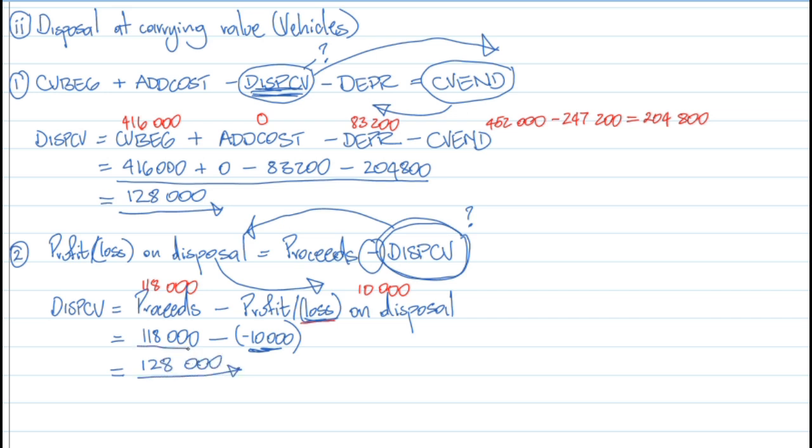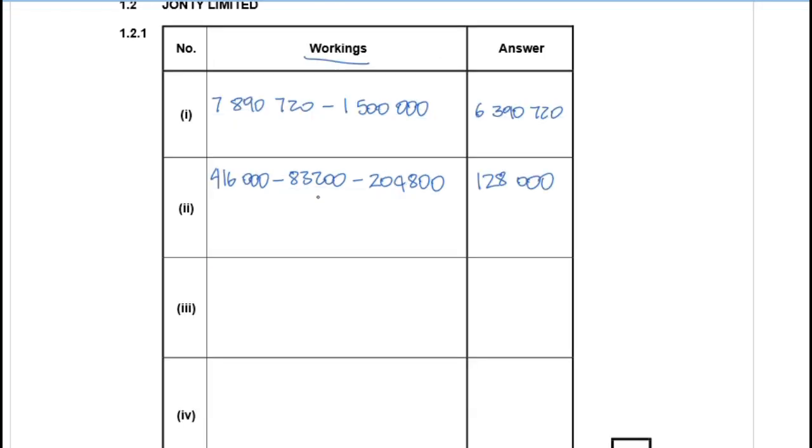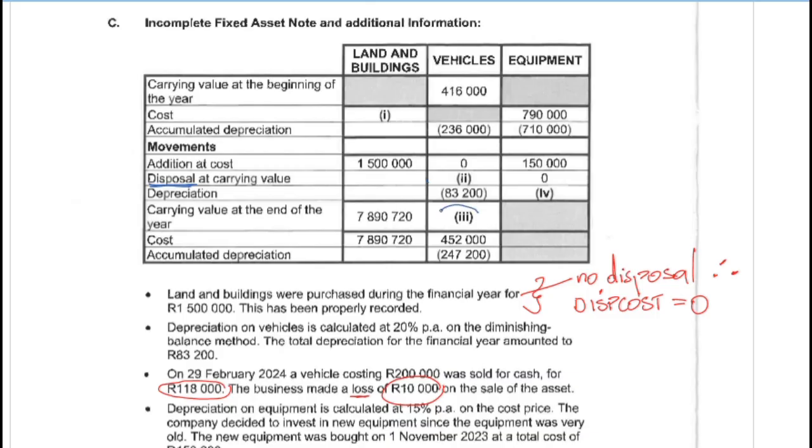128,000 rands. So in our answer book, we will write 118,000 rands minus negative 10,000 rands equals to 128,000 rands. For missing amount number 3, we are required to determine the carrying value at the end of the year for the vehicle's asset class.